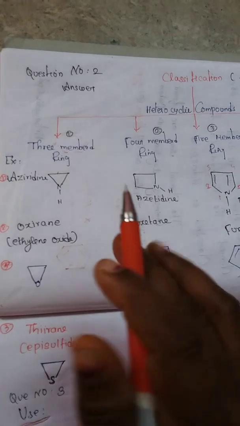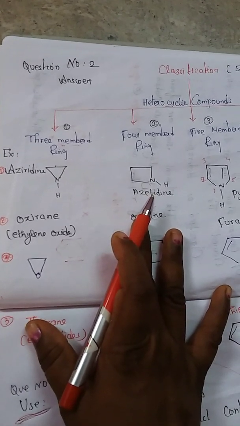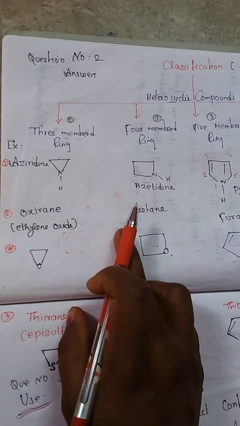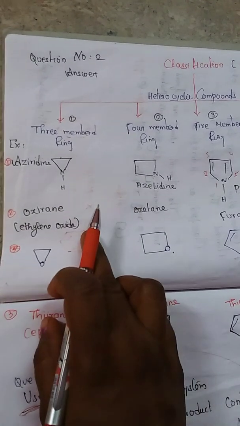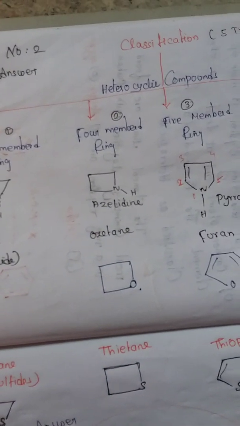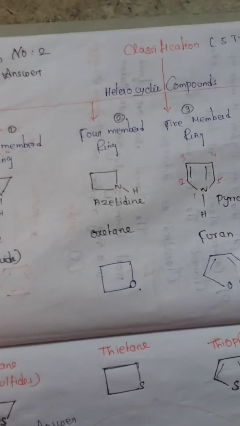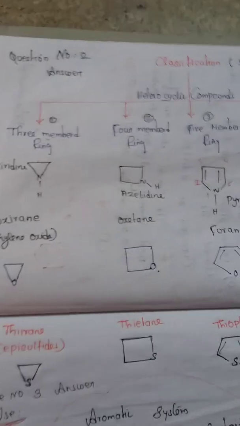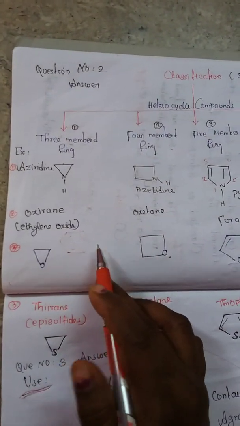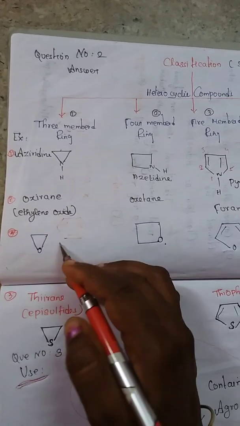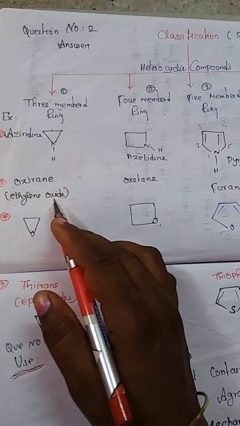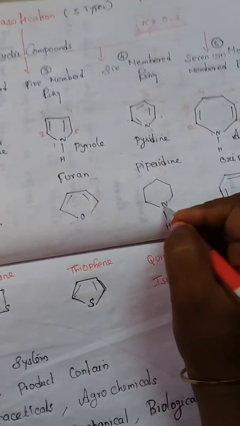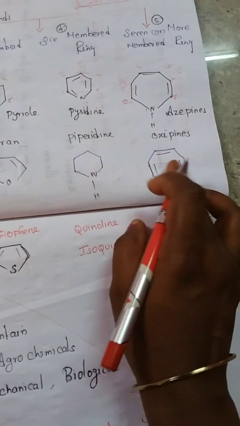Next, oxirane, another example of a 3-member ring. Another name is ethylene oxide. As I already told you, carbon is replaced by nitrogen, oxygen, or sulfur. Oxygen is present, so oxirane. Other names are oxetane, furan, piperidine, and oxepine.